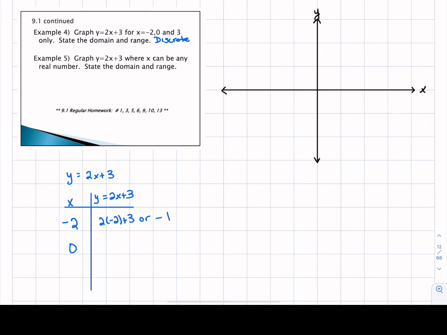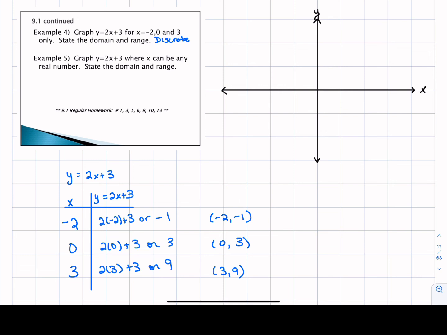If x is 0, then we have 2 times 0 plus 3, so we're just making that substitution. And when we simplify, 2 times 0 is 0, 0 plus 3 is 3. Last but not least, we have x equals 3. So 2 times 3 is 6, plus 3 more is going to be 9. So basically what we have here are 3 ordered pairs that we need to graph. We need to graph -2, -1. We need to graph 0, 3. And we need to graph 3, 9.